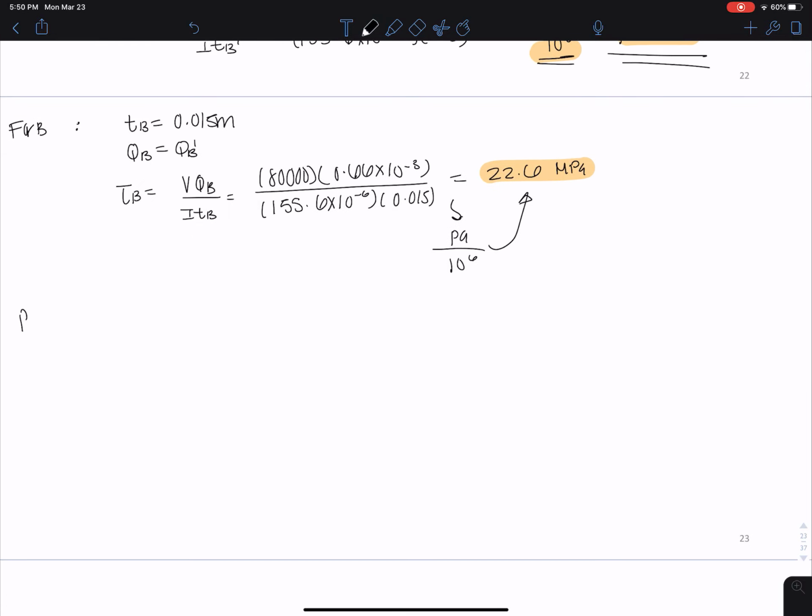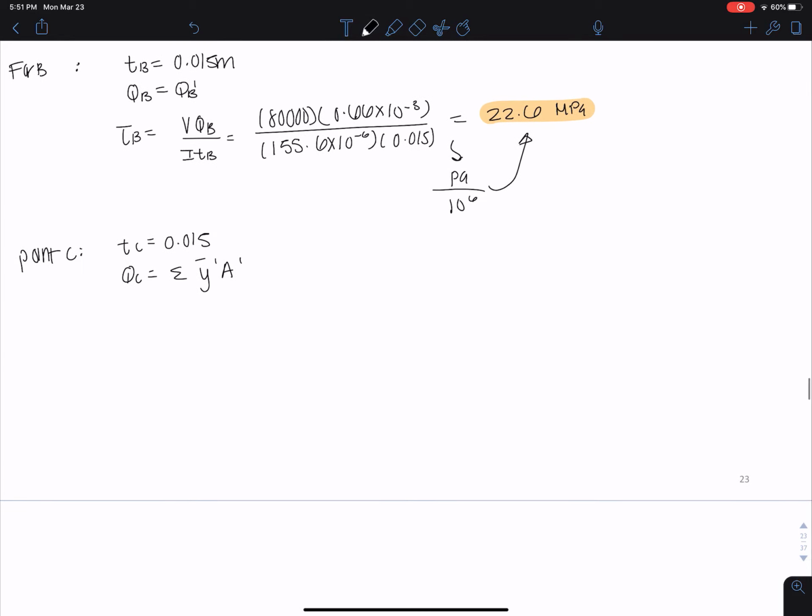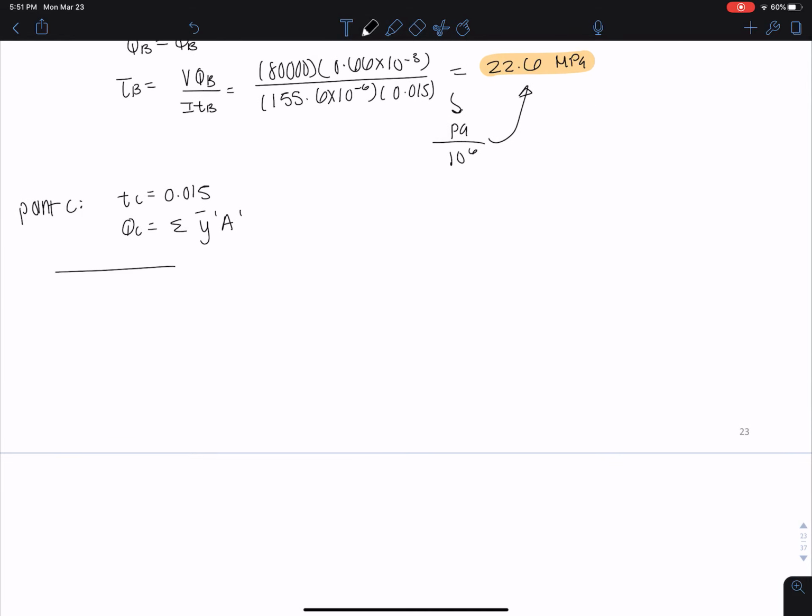Okay, last point is for point C. And here, the thickness at C is also going to be the 0.015, and the Q at C is going to be the sum of all of those areas times Y bar prime. So here we need to remember that we now have two portions to deal with. Because if this is my NA, this is point C, I now have to deal with this rectangular block and also this rectangular block. So I have two areas I need to deal with.